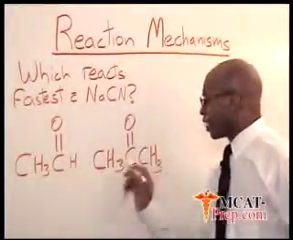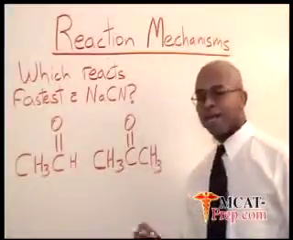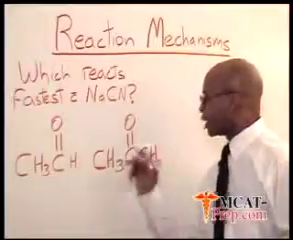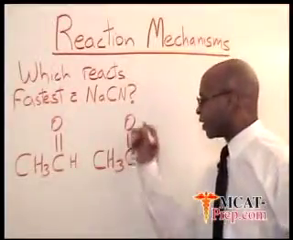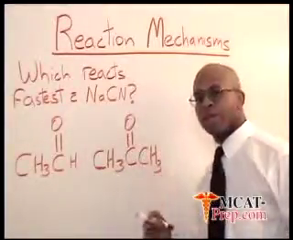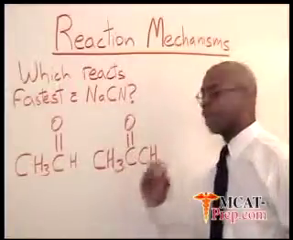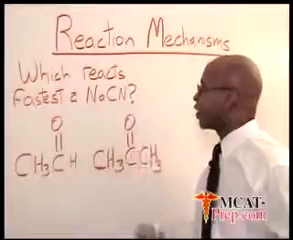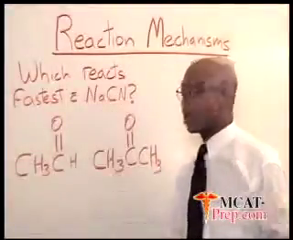Here we have two alkyl groups on either side of the carbonyl group. Therefore, because there's an R, C double bond O, R group on the other side, by definition, this group is called a ketone. So we have an aldehyde and a ketone. Which reacts fastest with NaCN?